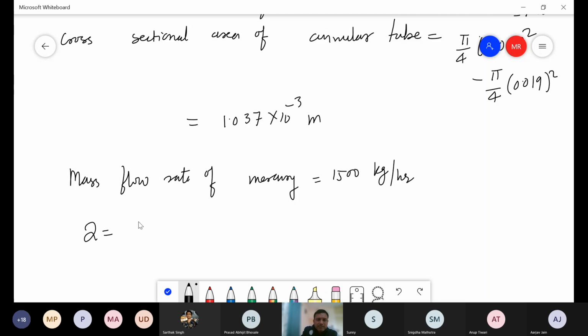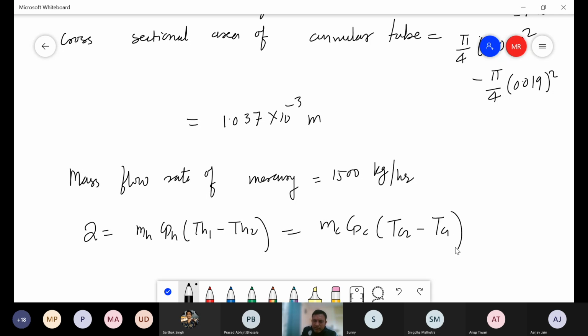Q is same as, okay, maybe I'll just write that down: mH CPH (TH1 minus TH2), and that should be same as MC CPC (Tc2 minus Tc1). Isn't it? Correct. So mH in this case is given as what?